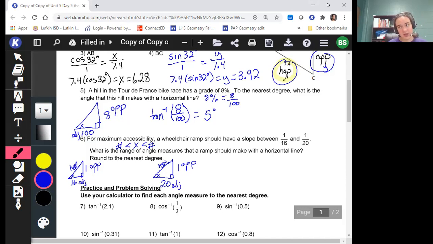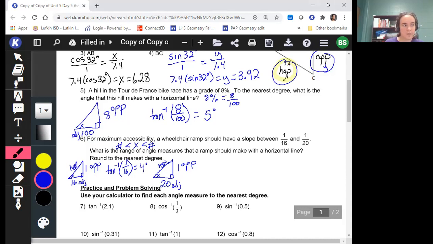So again, we're going to use tangent inverse because we're finding an angle. So tangent inverse of opposite over adjacent, 1/16. So we're going to put that in our calculator, tangent inverse of 1/16. And we're rounding to the nearest degree. So remember, we have a 5 in the tenths place, so we're rounding up. So that would be 4 degrees.